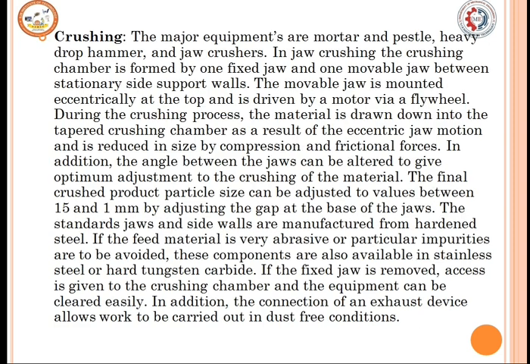So crushing is done. You need major equipment for crushing: mortar and pestles, heavy drop hammers, and jaw crushers. In jaw crushing, the crushing chamber is formed by one fixed jaw and one movable jaw between the stationary side of the wall support. The movable jaw is mounted eccentrically at the top and is driven by a motor via a flywheel. Here the crushing happens between 15 and 5 mm by adjusting the gap of the base jaw.